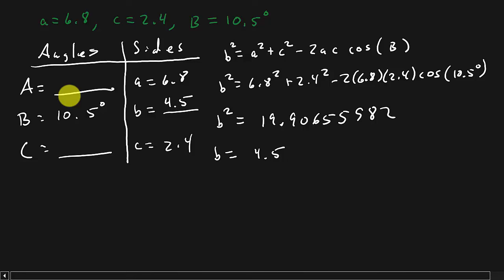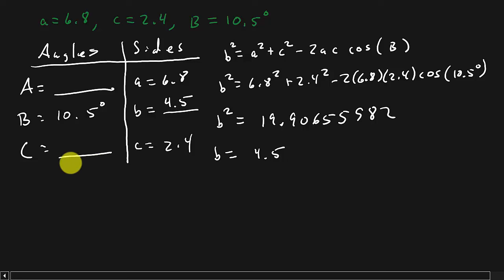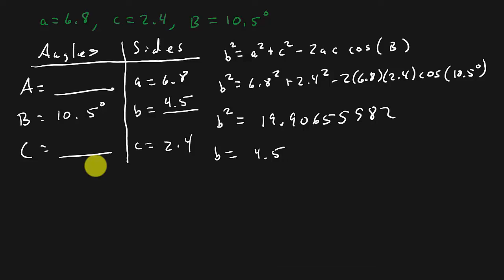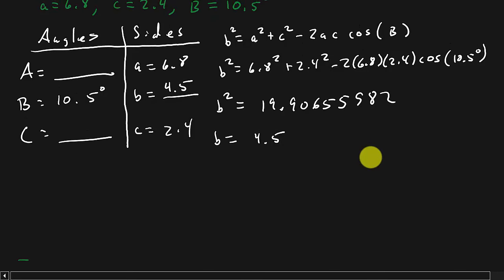angle C. Now, what I want to do here, I'm using the law of sines, I want to solve for the smaller angle first because I know that angle's in the first quadrant. If we solve for the larger angle first, I don't know if I need to use the first or second quadrant. There's no possibility of two triangles here, so we're going to solve the smaller one first.